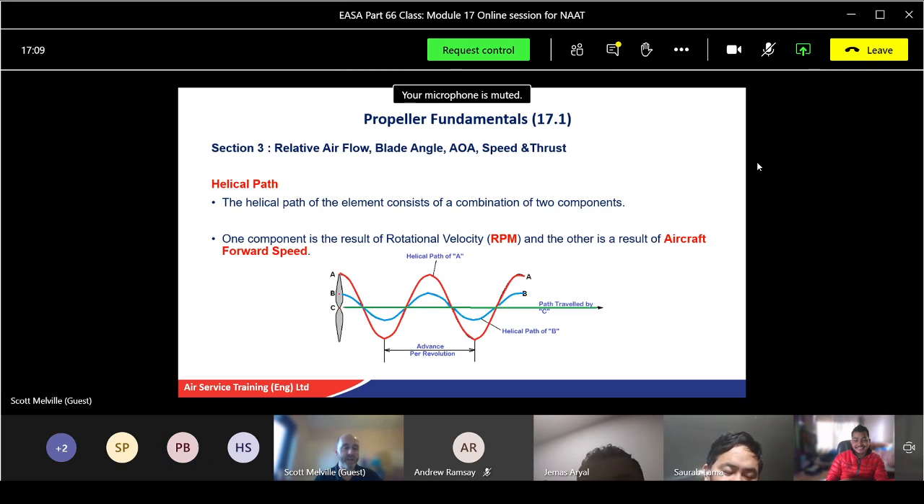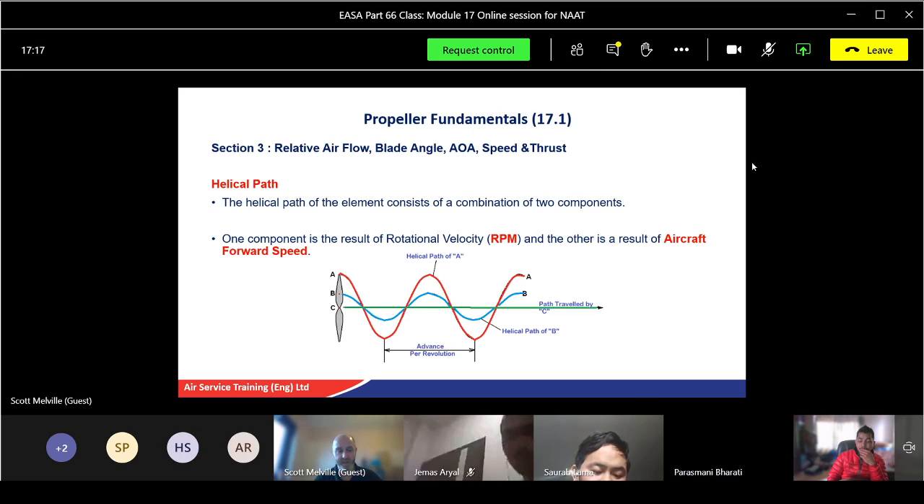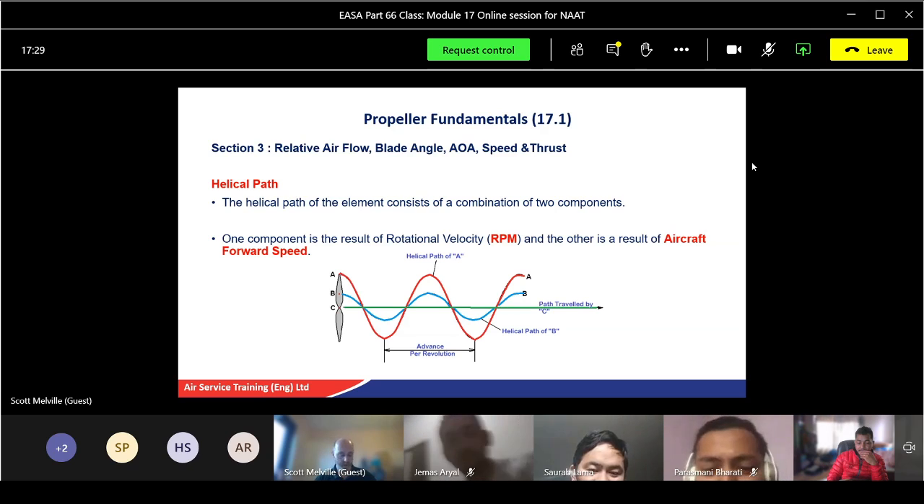Yes, sir. Can you tell me what washout is, please? What is washout? That is blade twisting, sir. Decrease of blade angle from root to tip. Yeah, from root to tip. Good. Thank you very much. All easy stuff so far.